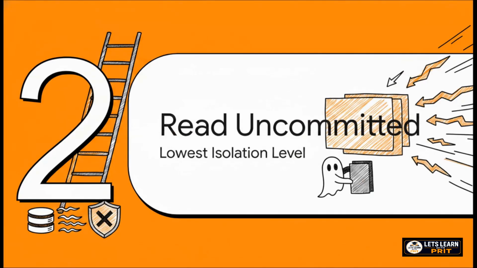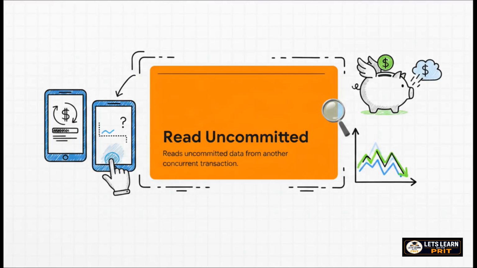Moving on to Section 2, read uncommitted. This is the lowest rung on our isolation ladder. At this lowest level, you've got extremely high database speed, but honestly, data safety is practically zero. By definition, read uncommitted allows a transaction to read uncommitted data from another concurrent transaction. Think of it like this.